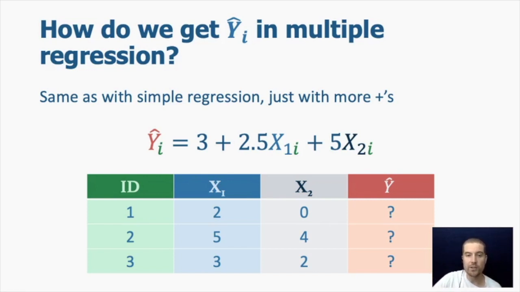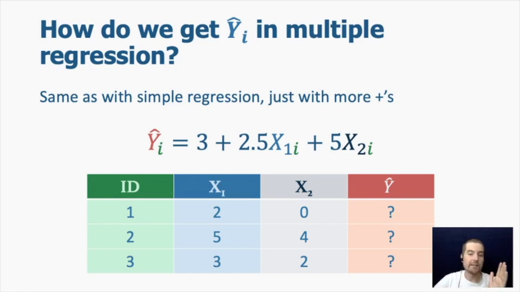When we plug in the 2, where the x1 is, we get 3 plus 2.5 times 2, because that's what they scored, the 2, plus 5 times 0, that's what they scored on the x2 variable. When we plug that in, we get 3 plus 2.5 times 2 plus 0, which gives us 8.